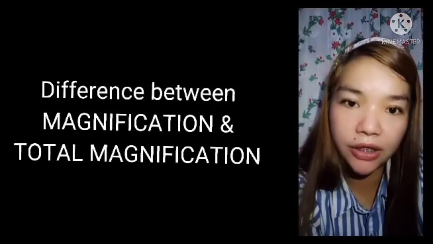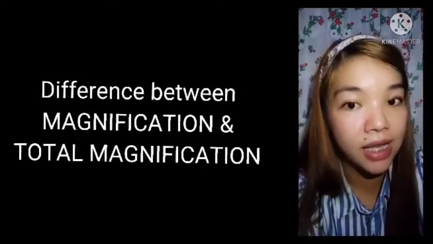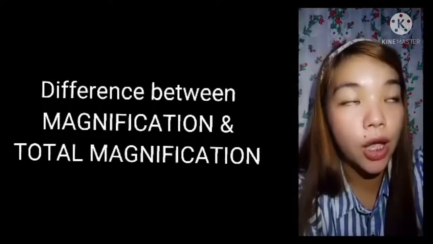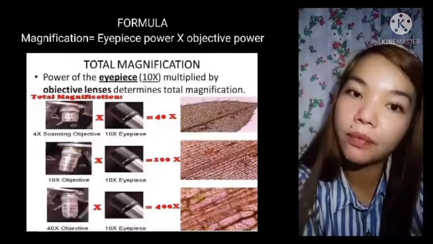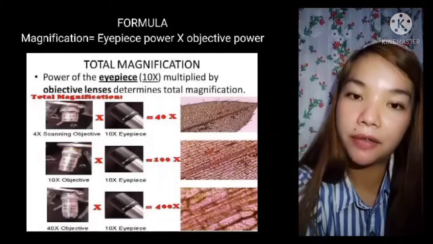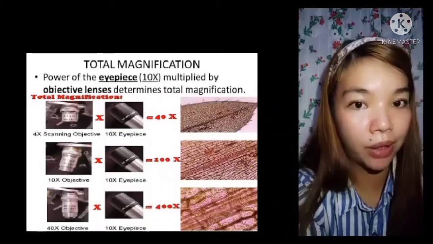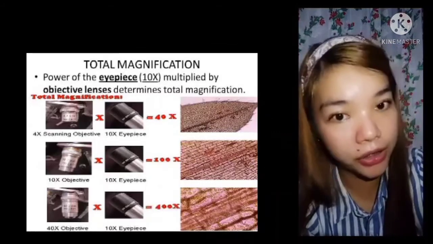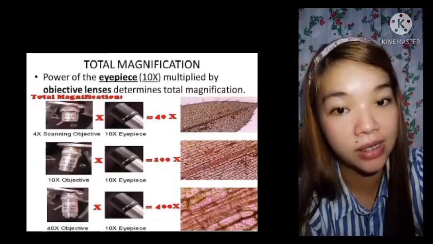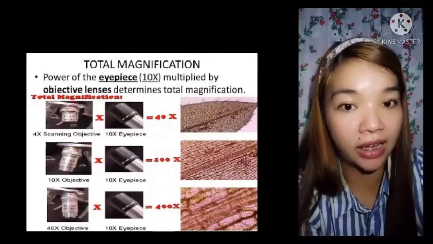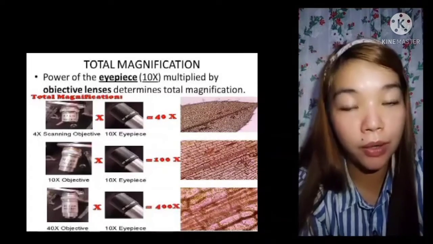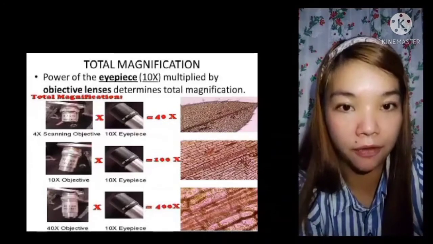The magnification of the ocular lenses on your scope is equivalent to 10x. So this is the formula: magnification equals the eyepiece power. When we say eyepiece power, it is the ocular lenses, which is given as 10x. So the eyepiece power will be multiplied by the objective power.